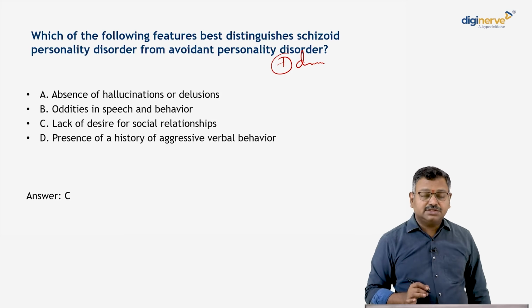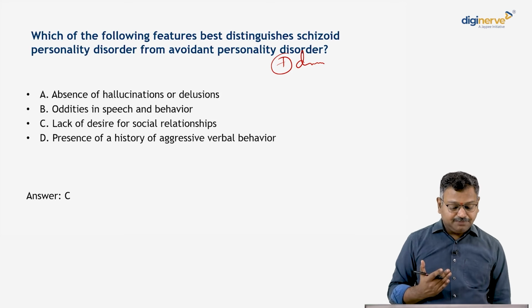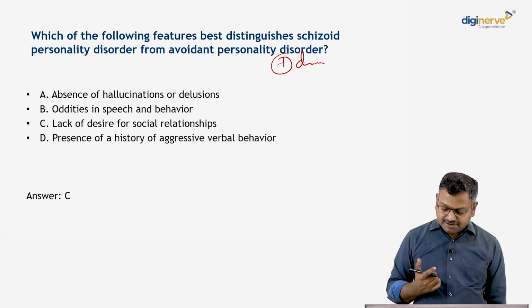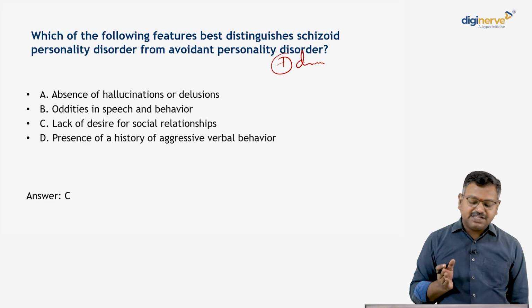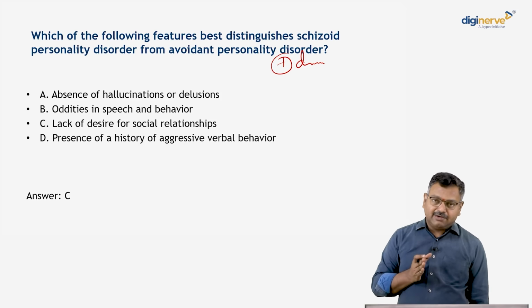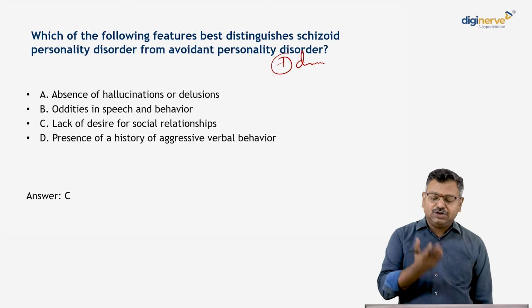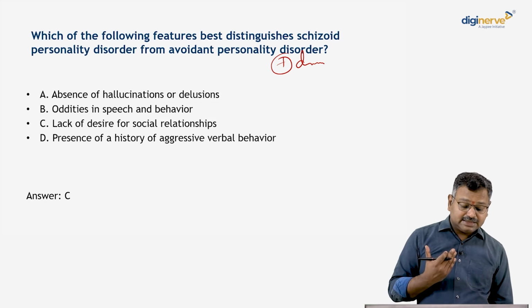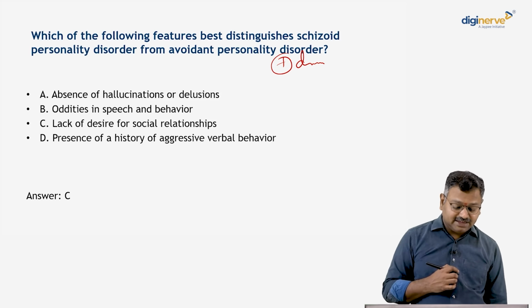Now, hallucinations and delusions are not specific to schizoid. Oddities in speech can be present. Presence of history of aggressive verbal behavior can be there. But the difference is that avoidant personality still has an intent to become socially responsive or have social connections, whereas the schizoid personality does not have that feature.